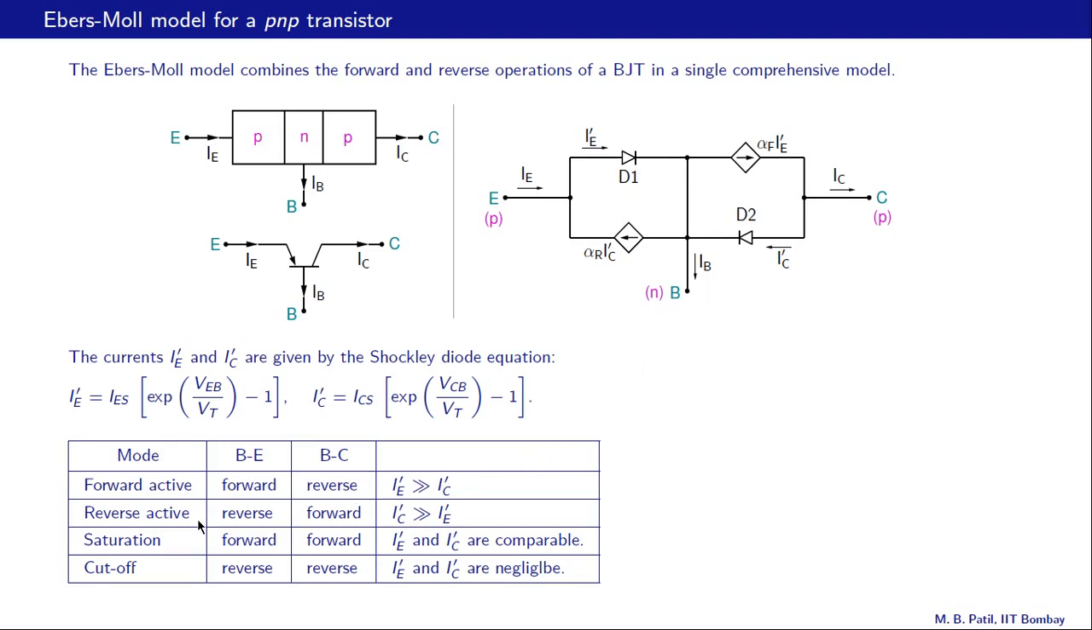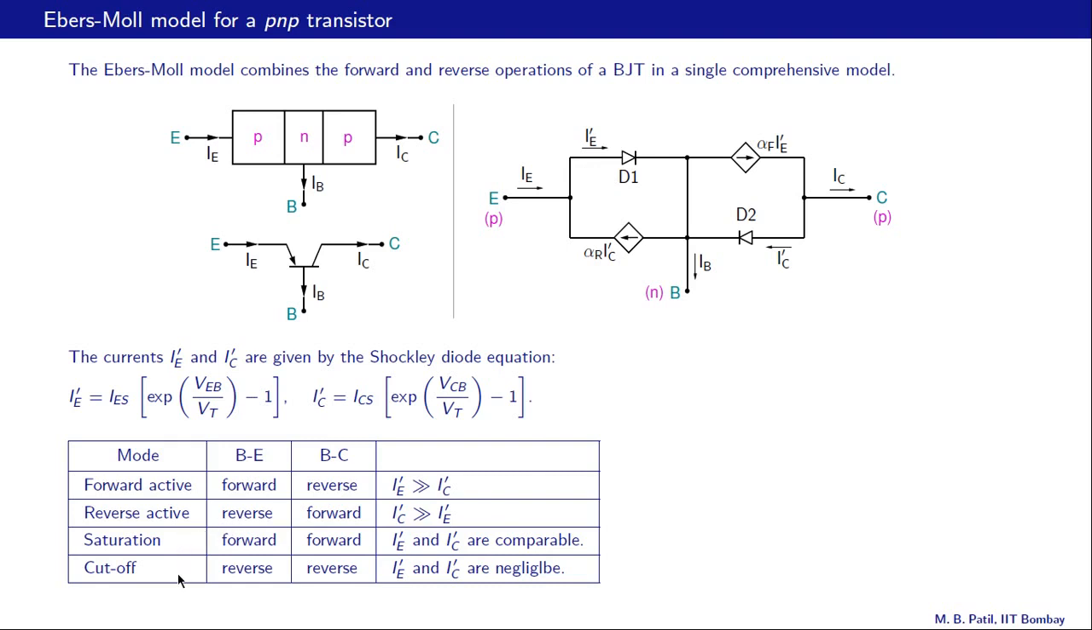Then there is the opposite case, the reverse active mode, in which the base emitter junction is reverse biased and base collector junction is forward biased. And in this case, just the opposite happens. This current is non-zero and IE prime is 0 because D1 is under reverse bias.